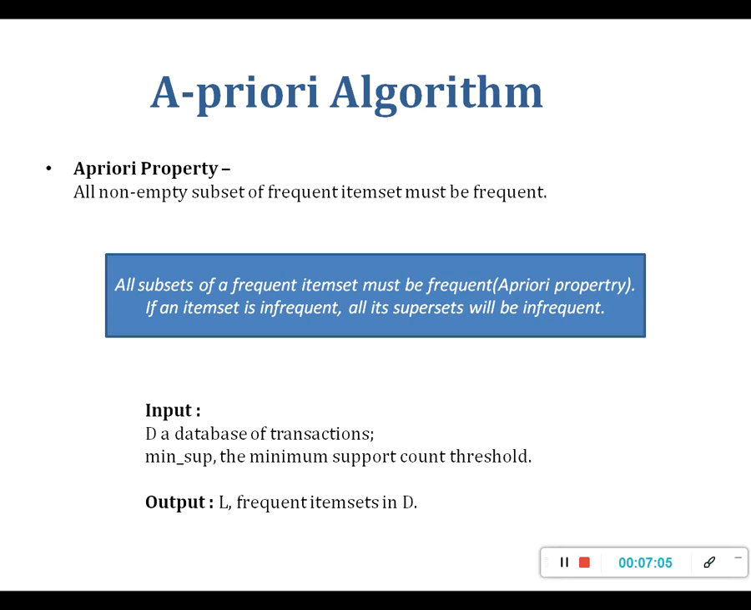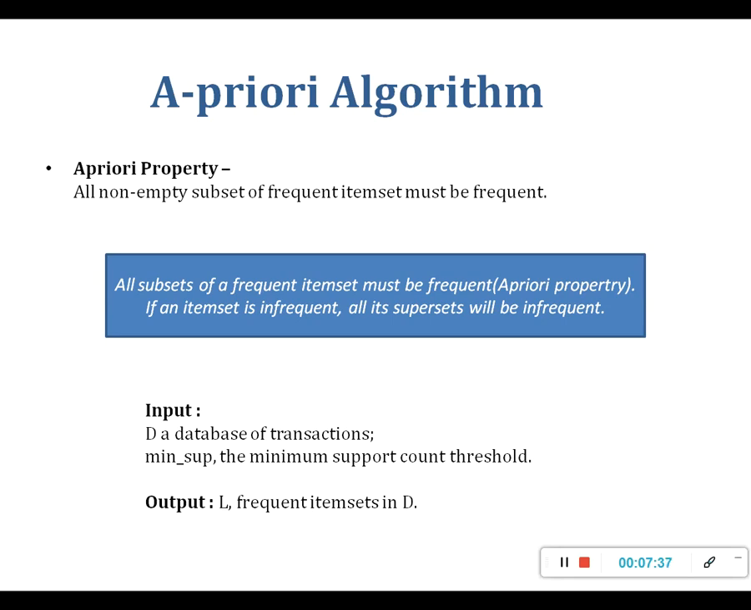And if an item set is infrequent, then all its supersets will be infrequent. Meaning if we find that the subsets are not frequent and therefore our item set is infrequent, then whatever supersets are generated from it are all going to be infrequent. So this is the a priori property that we need to satisfy whenever we are using the a priori algorithm for finding the frequent item sets. So let's start with the algorithm.